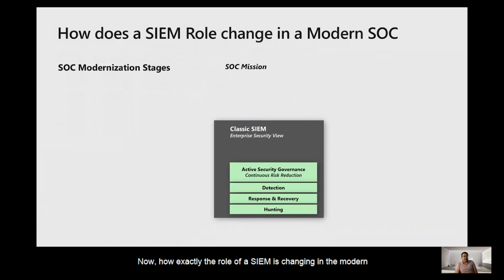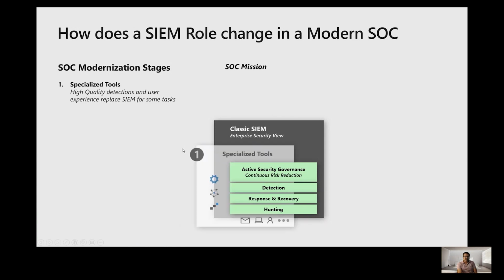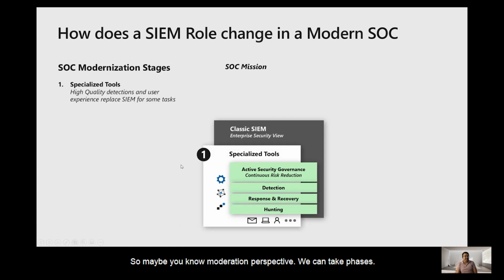Now, how exactly is the role of a SIEM changing in the modern SOC? There are certain imperatives for a traditional SIEM, which has always been across security governance, detection, response, recovery and hunting. These are the classic imperatives which have always been part of the SOC mission and core objectives of the SIEM as well. From a modernization perspective, we can take phases.